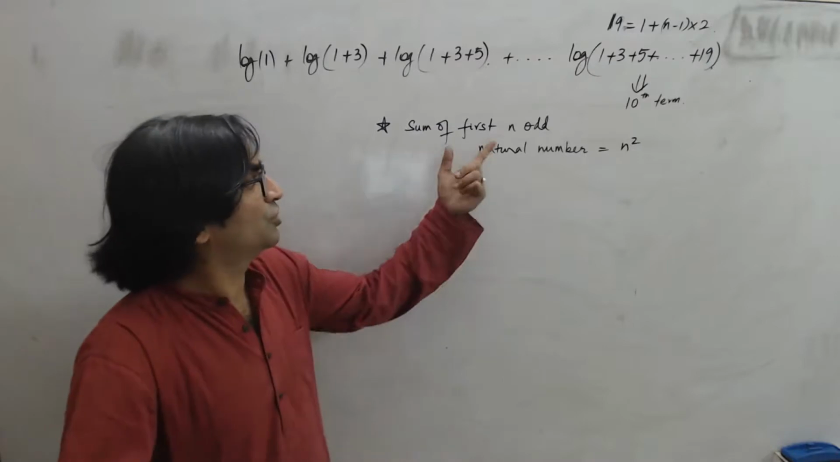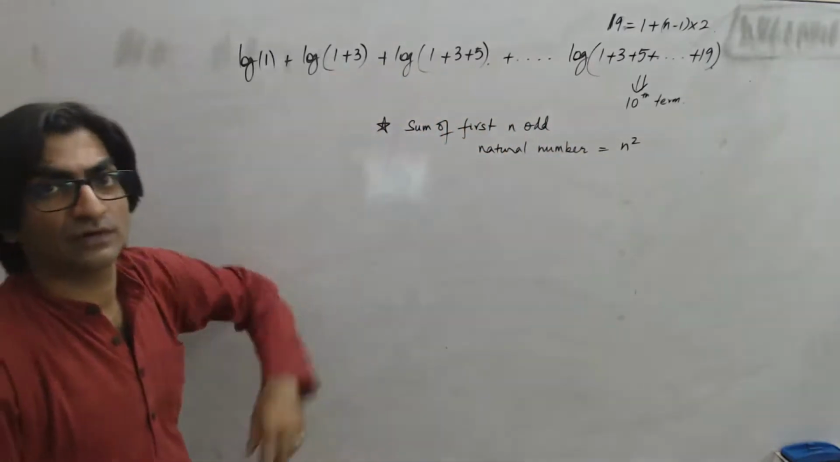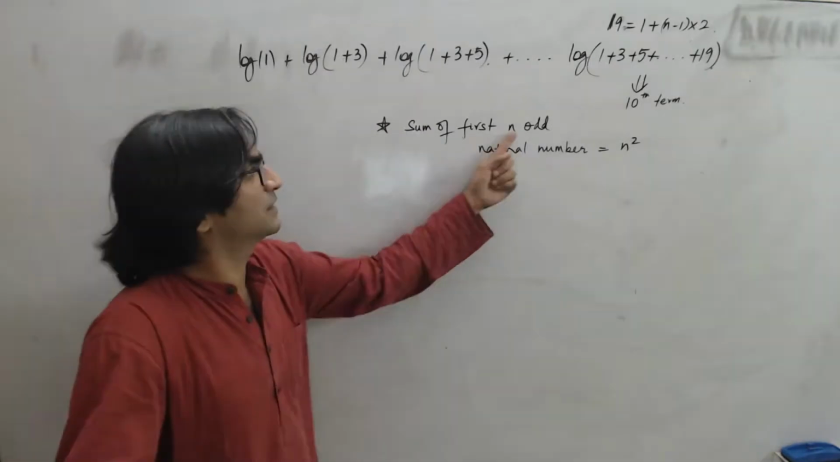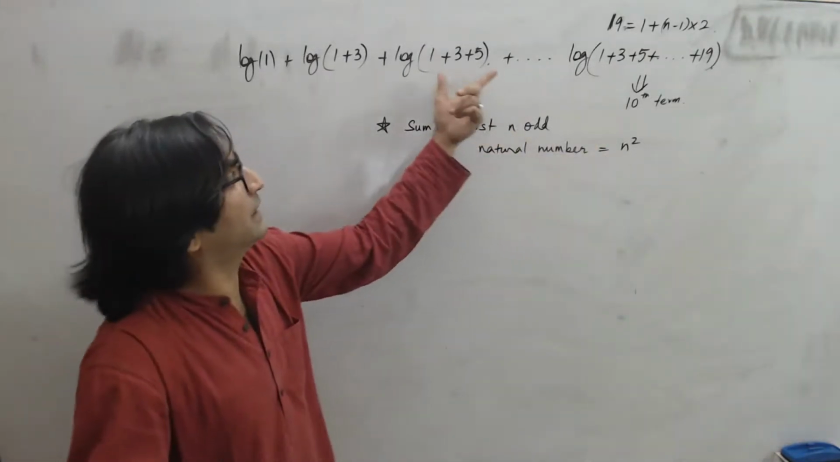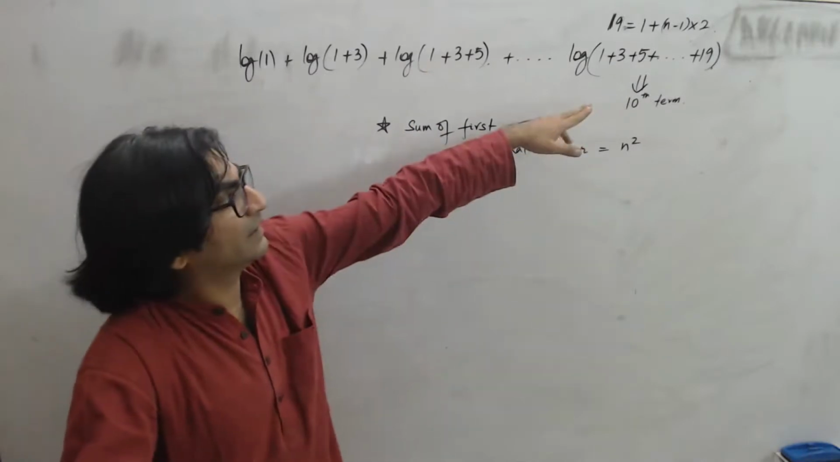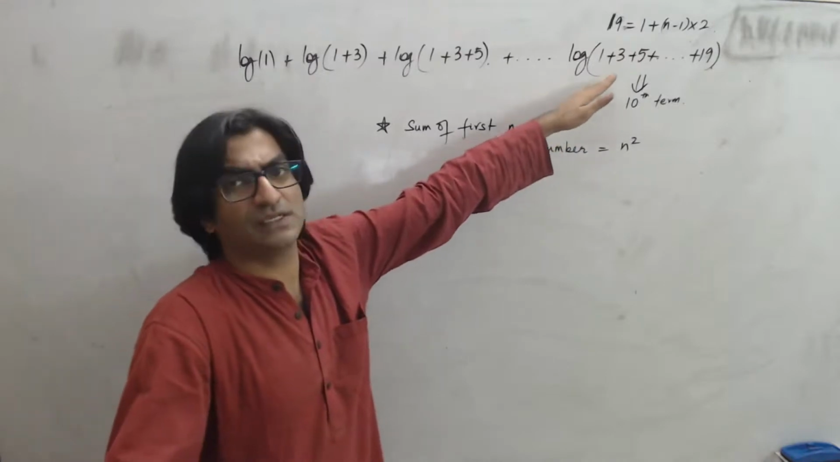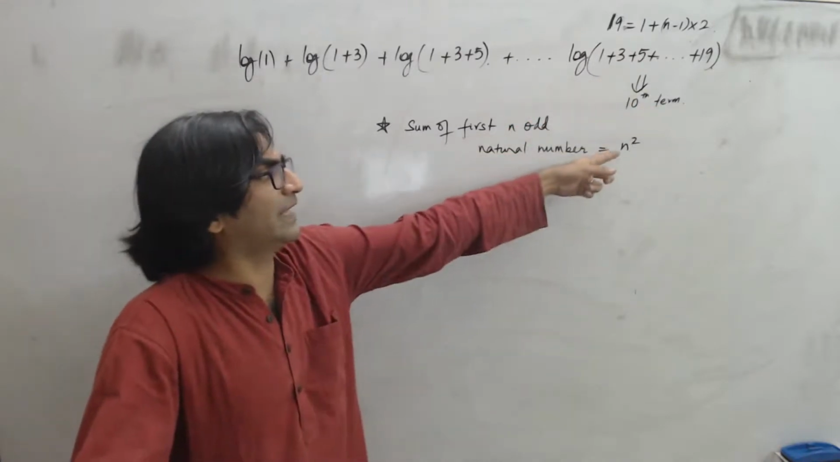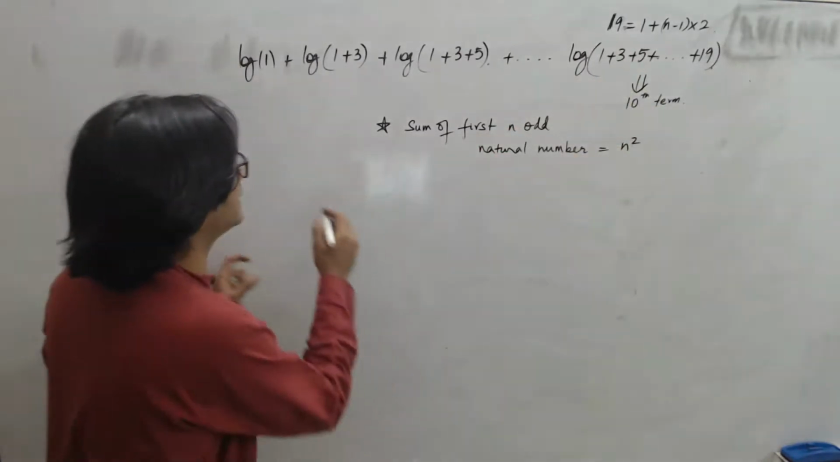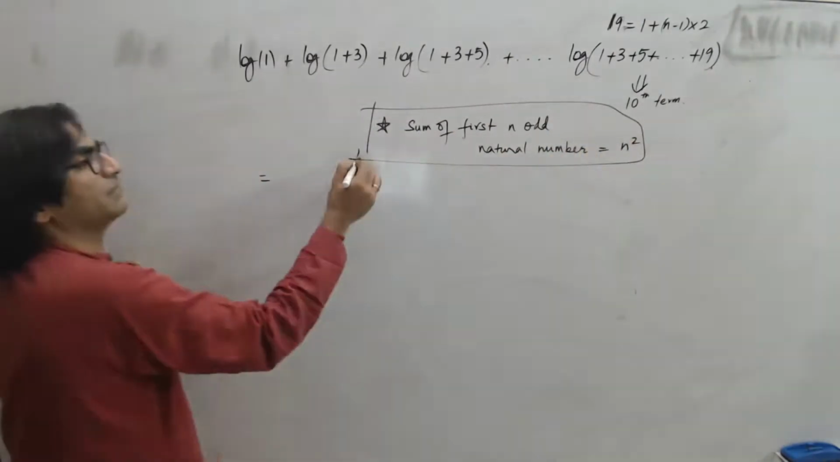Try this out. First two odd numbers, 2 square is 4. First 3 odd numbers, 3 square, 9. Try checking 5 plus 3 plus 1, 9. Right? So the first 10 odd numbers, the sum should be 10 square, 100. So if I use this trick, my question becomes a lot easier.